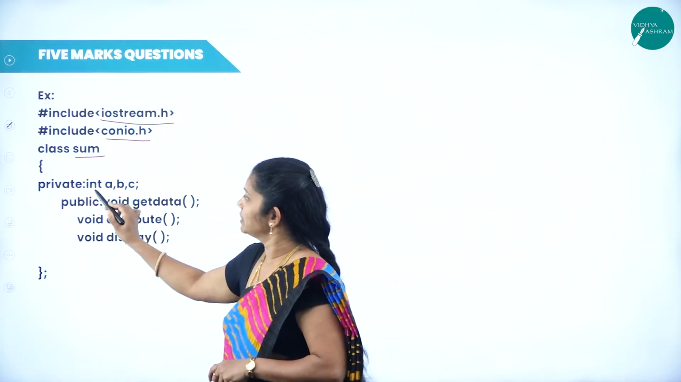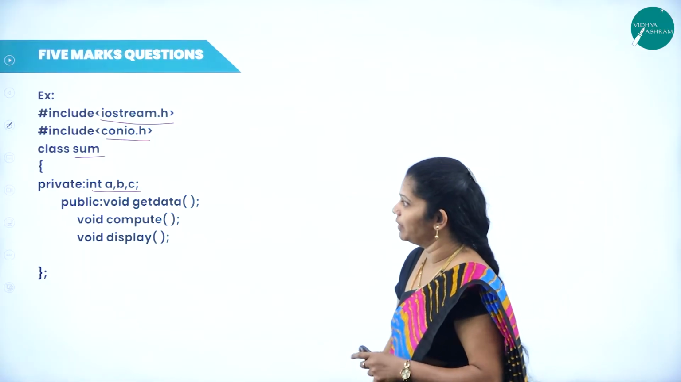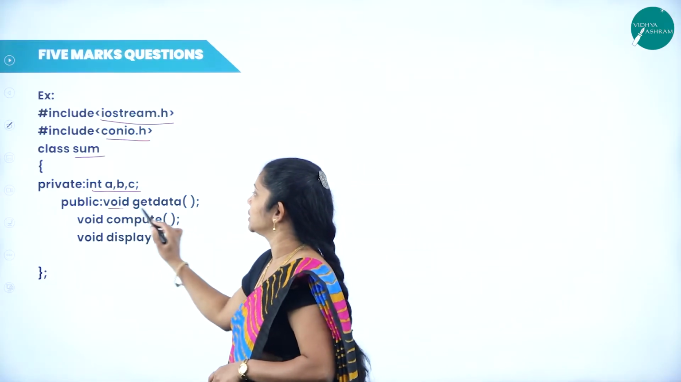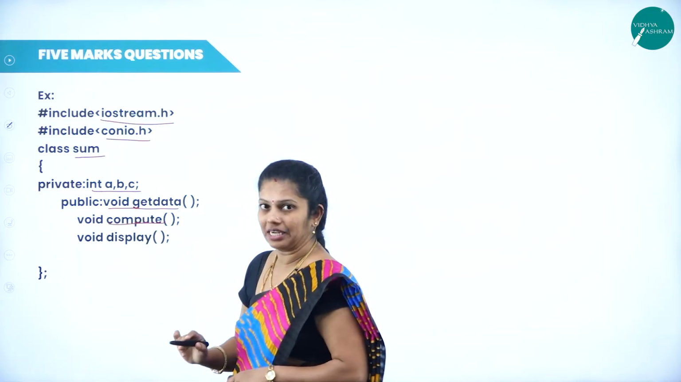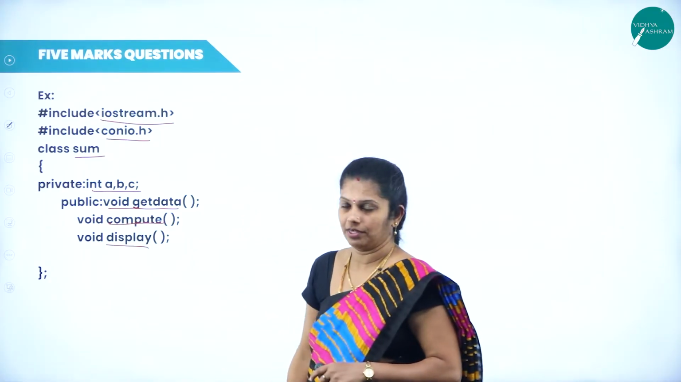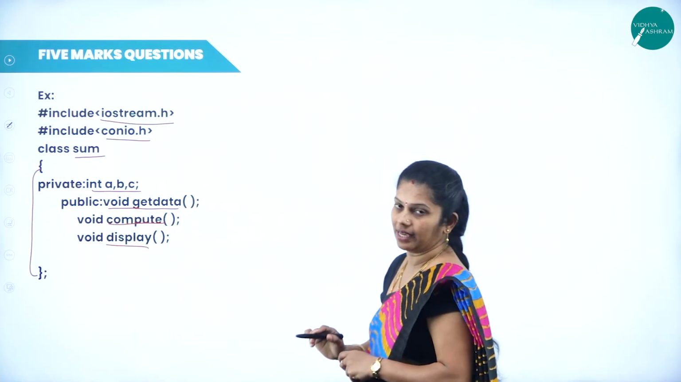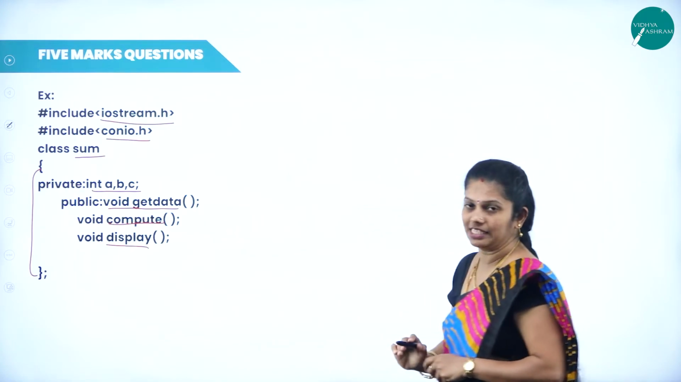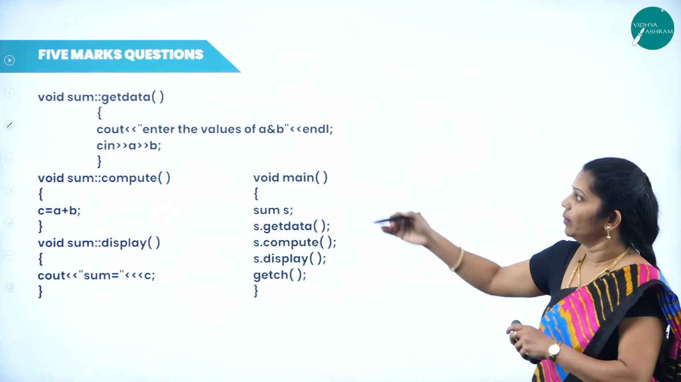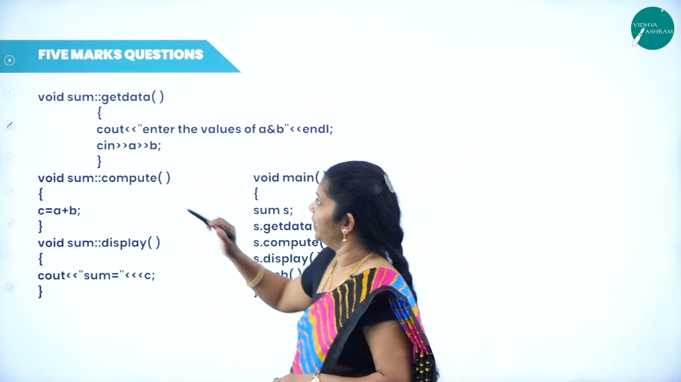Then in the private section we are declaring the variables A, B, C. These are the variables we require. Then in the public section: void getData for input purpose, compute for calculation purpose, and the display function. Then whichever class we opened, here we are closing. That means we have not written the statements of getData, compute as well as display inside the class, whereas now after closing the class, outside the class we are writing them.